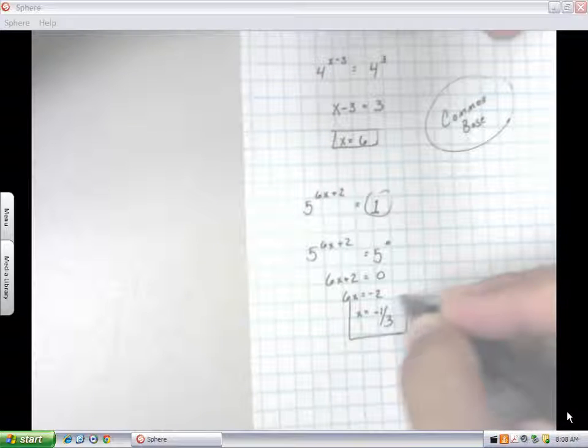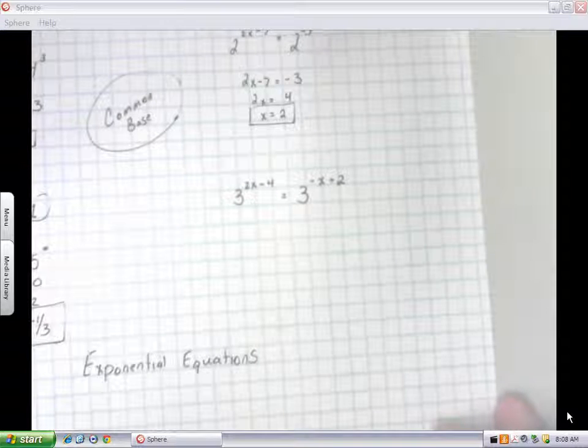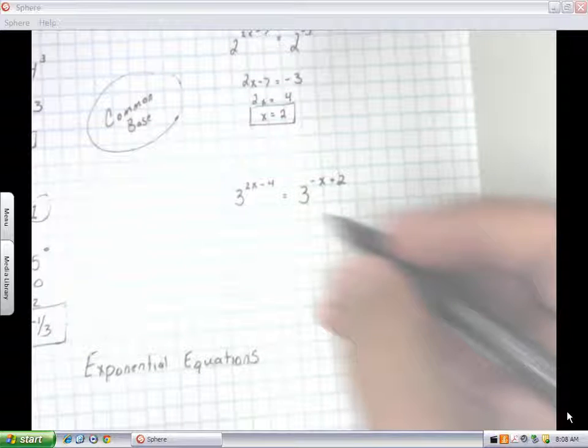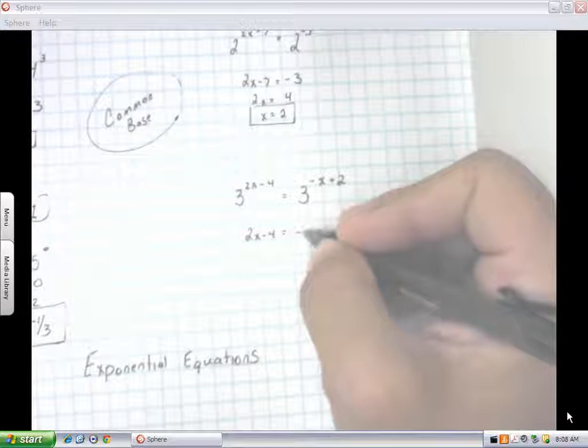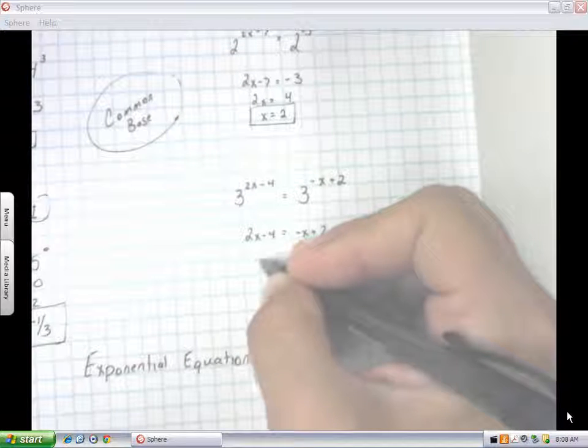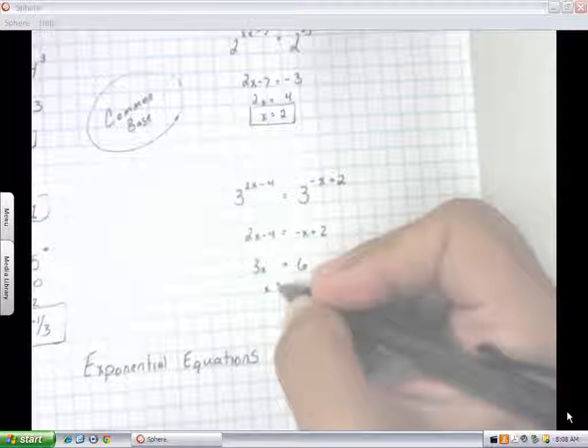Of course, last but not least, this last problem, it's silly to make this more difficult than it needs to be. The bases are already the same, so I can jump right to just setting the exponents equal to each other. Add x to the other side, add 4 to the other side, divide by 3, x equals 2.